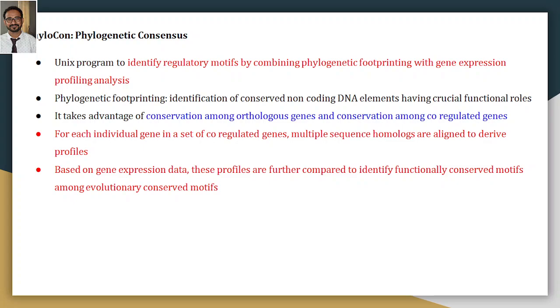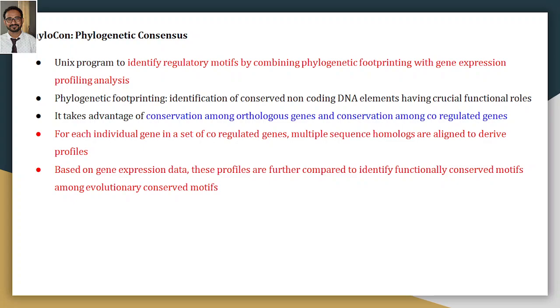Next, PhyloCon, that is phylogenetic consensus, a Unix program to identify regulatory motifs by combining phylogenetic footprints with gene expression profiling analysis. Phylogenetic analysis, all of you know, is nothing but finding the common ancestor. Here also, combining phylogenetic footprints with gene expression profiling analysis. With respect to gene expression, what is the connection to the particular sequences that you are going to identify? That's why it is PhyloCon, phylogenetic consensus.